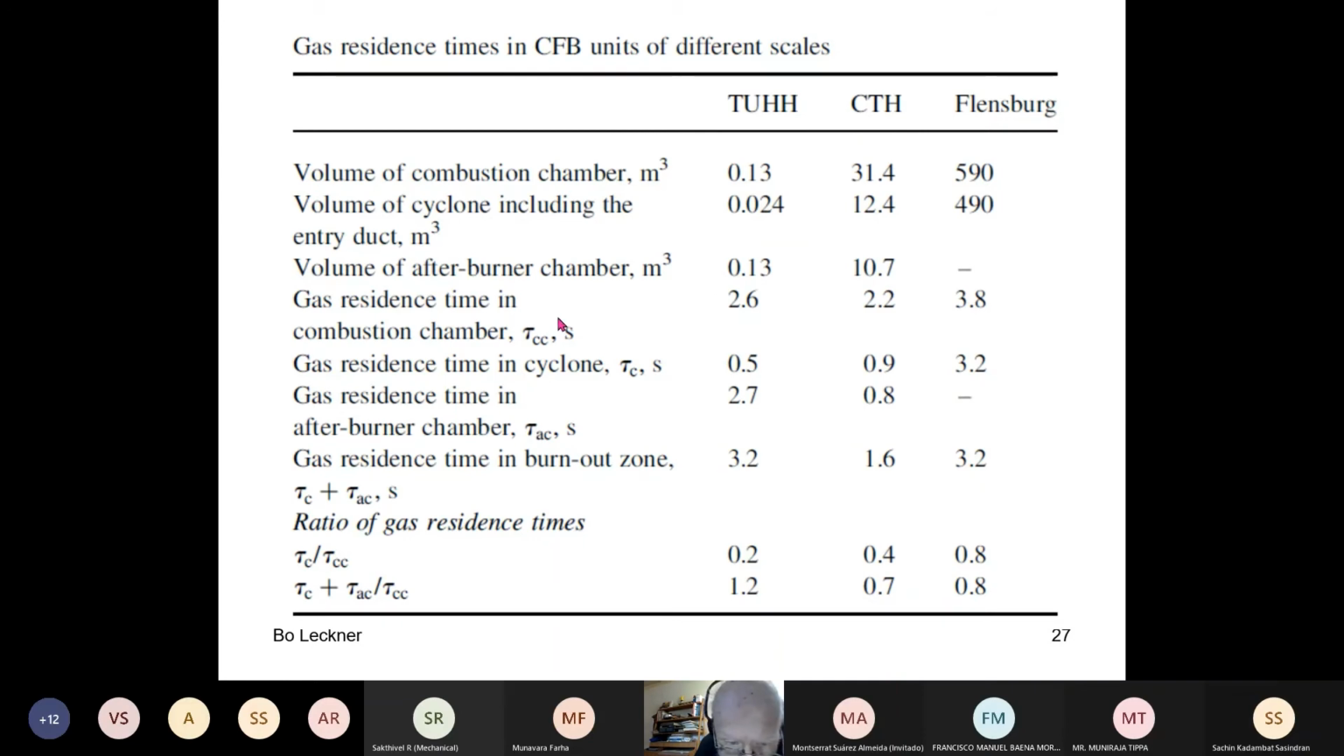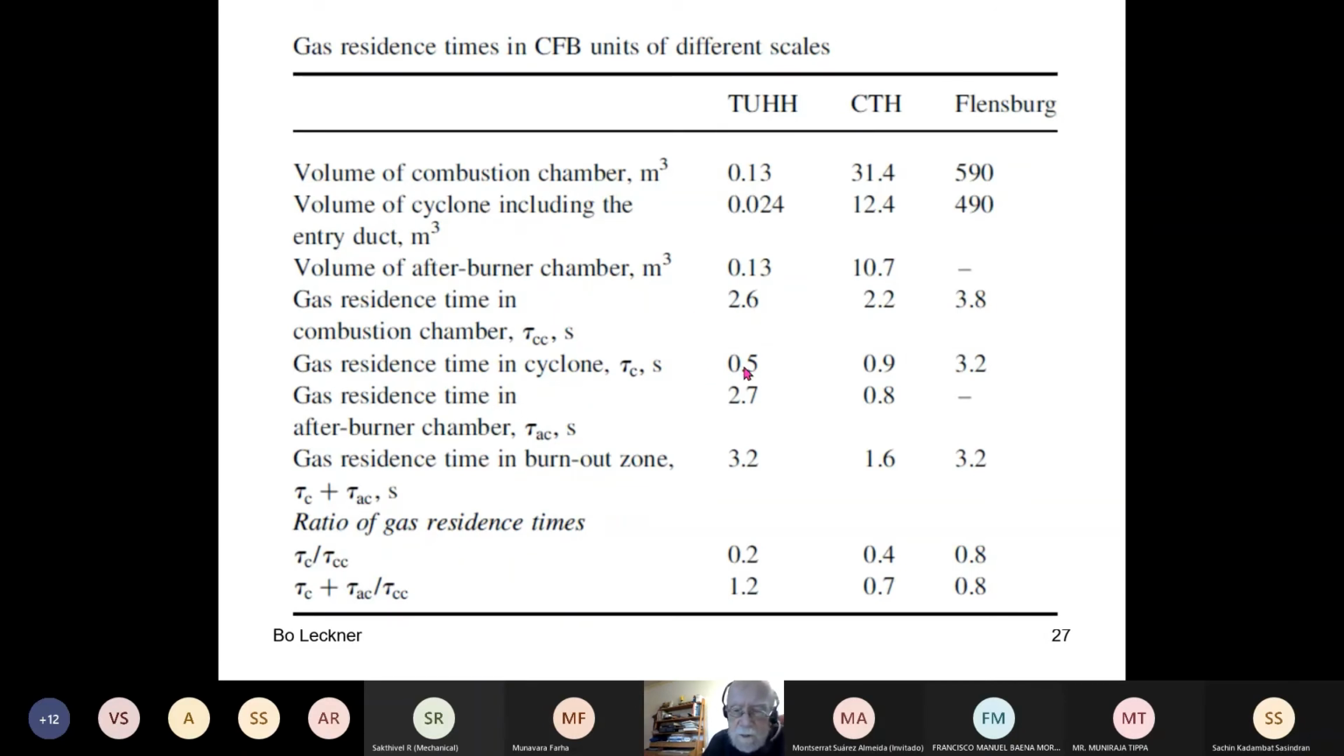The gas residence time was 2.6 seconds here, 2.2 seconds in our case, and 3.8 seconds in the commercial boiler. Not too different. So here the scaling was rather reasonable, even though the volumes were different, but the length scales and velocities were adjusted such that we had reasonably similar residence times in the combustion chamber.